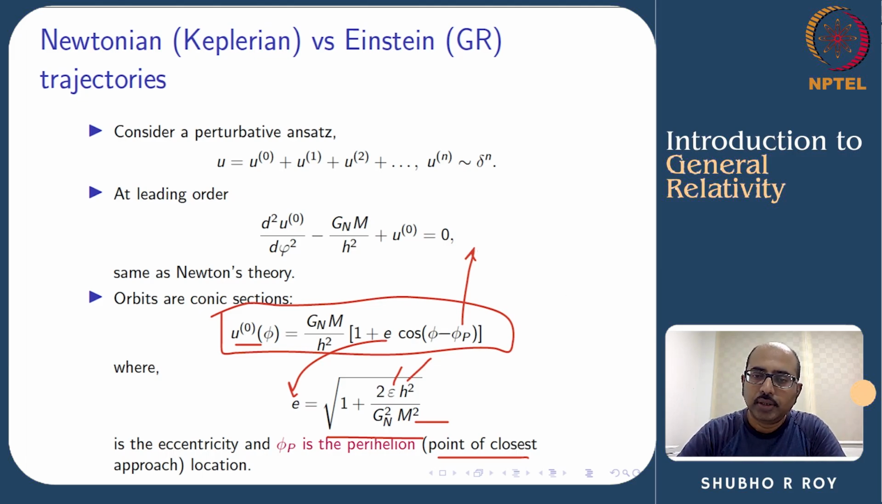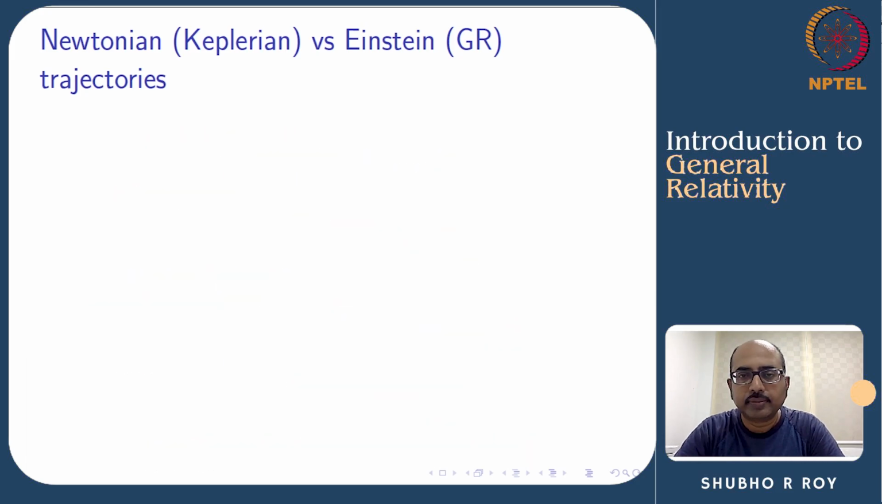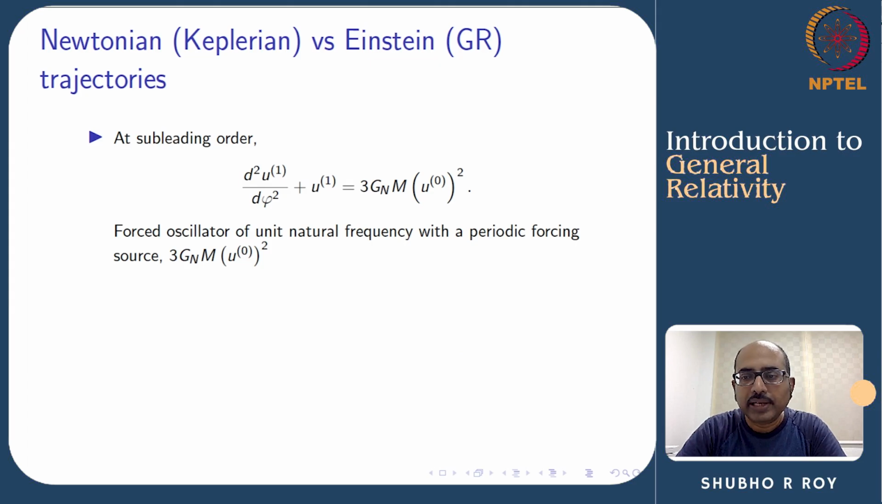I'm sorry, not with the major axis. Perihelion is of course on the major axis, but the major axis coincides with the x-axis. Now at subleading order, so this was at leading order. At subleading order, we obtain this equation.